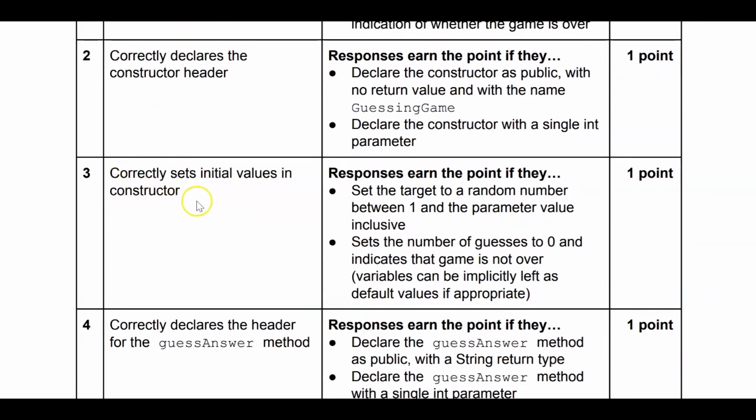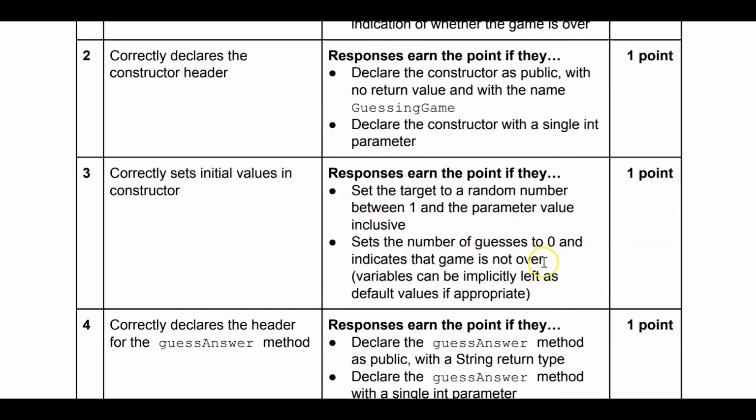All right. Number 3, correctly sets initial values in the constructor, right? Did you correctly set the target to a random number between 1 and the parameter value, inclusive? So this is using math.random properly. Did you set your target equal to a random number between 1 and the parameter value inclusive, and was it an int?